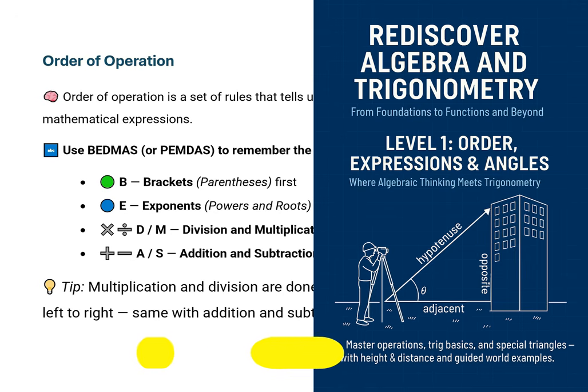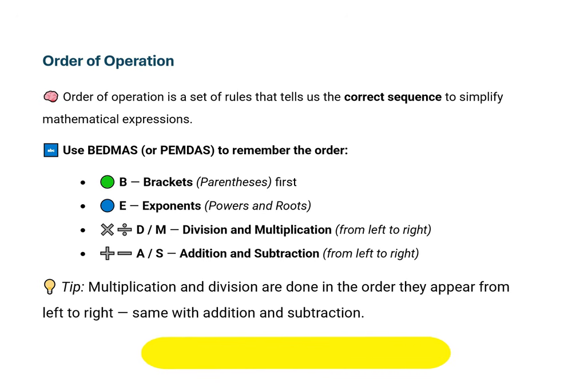Let's begin with something essential, the order of operations. When faced with multiple operations, addition, multiplication, brackets, how do we know what to do first? We follow a rule called BEDMAS, where B stands for brackets or parentheses, E for exponents.